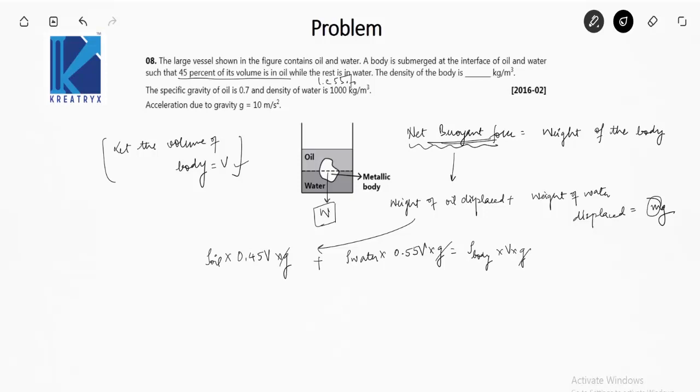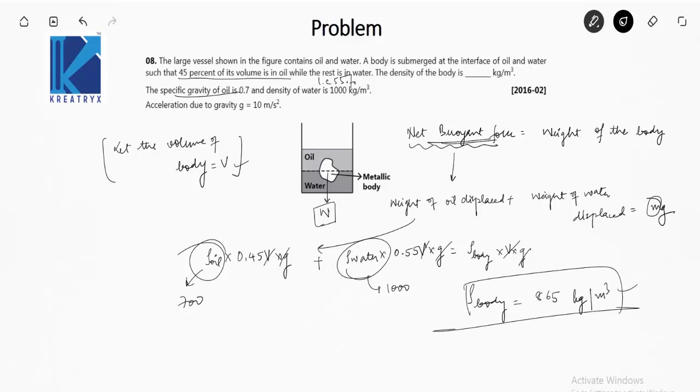g gets cancelled out, v gets cancelled out. Density of oil is given, specific gravity of oil is given, so this will be 700. Density of water is 1000. Solve this, you get the density of the body as, I guess, 865 kilogram per meter cube. Pretty simple question, net buoyant force is equal to weight of the body. That's it, nothing more conceptual.